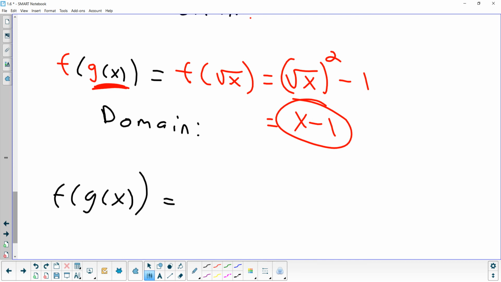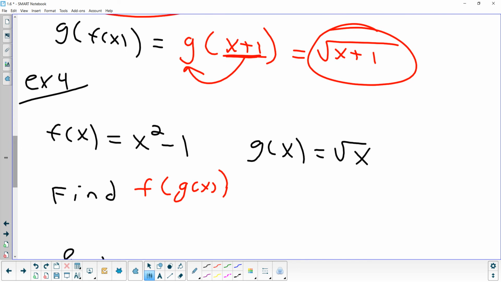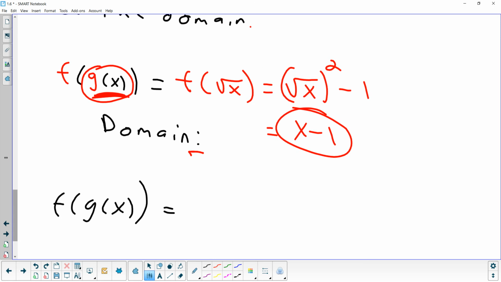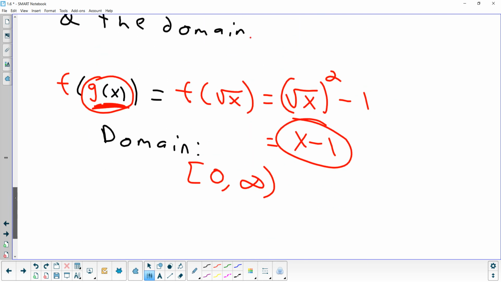The only domain restriction came from the original inside function. And the restriction there was all numbers greater than or equal to 0. So the domain is 0 to infinity. Yes, I understand you can plug a negative number into the final answer, but you cannot plug a negative number into this original inside function, and that's important. Any questions on the domain for that one?